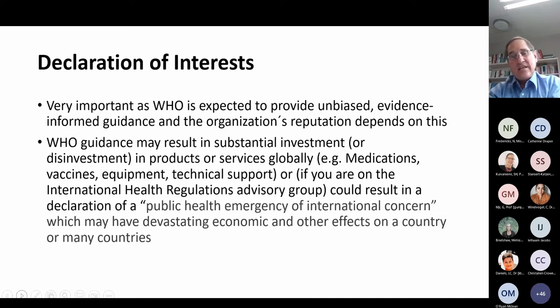So it is actually taken extremely seriously within WHO, and this is for multiple reasons, because WHO guidance may result in substantial investment or disinvestment in products or services globally: medications, vaccines, equipment, technical support even.